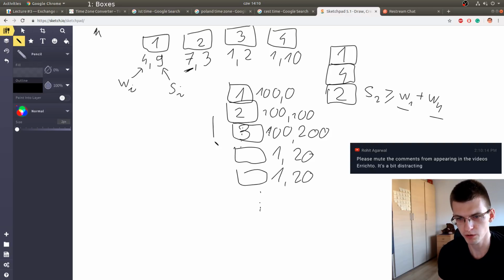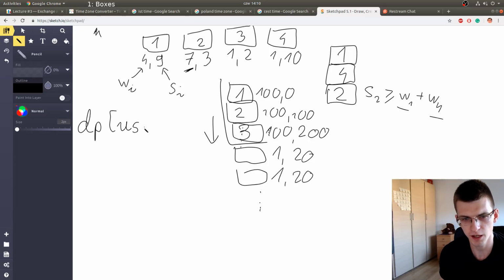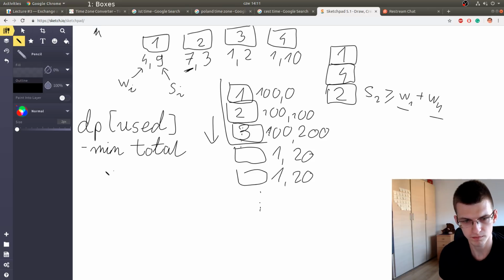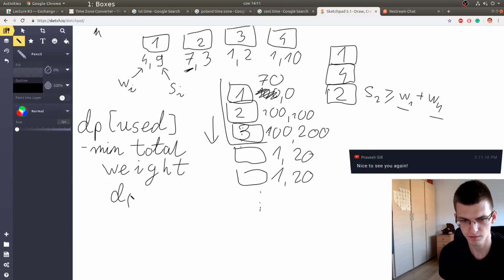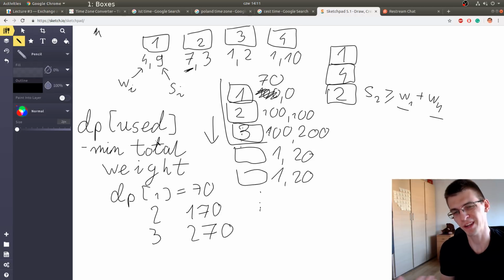So here, if we know the order, we would in this order do dynamic programming. If some prefix is already considered, then for every number of already used boxes, we would want to know something, and what would it be? It would be the smallest possible total weight of boxes above. So it would be the minimum total weight. So if, for example, this is not 100 but 70, then dp of 1 would be 70, dp of 2 would be 170, and of 3 would be 270. Okay, and we can maintain this dynamic programming, and everything would work fine in complexity of n squared.